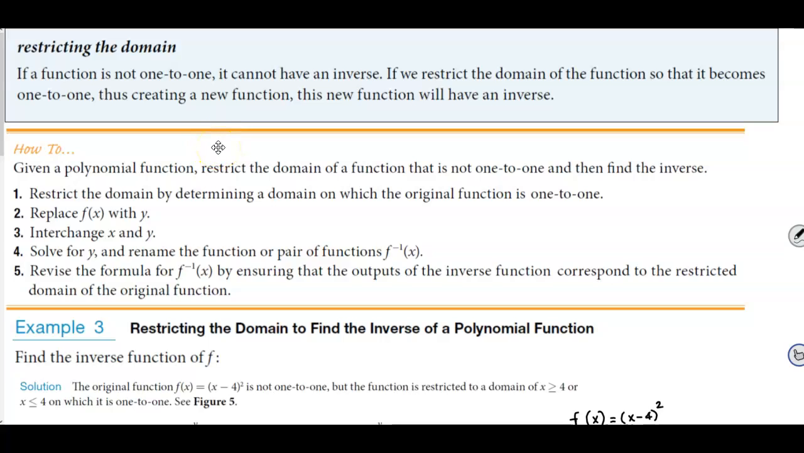Given a polynomial function, restrict the domain of a function that is not one-to-one and then find the inverse. Number 1, first, we have to restrict the domain by determining a domain on which the original function is one-to-one. Step 2, we're going to replace f of x with y. Step 3, we're going to interchange x and y. Step 4, solve for y, and then rename the function or pair of functions f inverse of x. Step 5, revise the formula for f inverse of x by ensuring that the outputs of the inverse function correspond to the restricted domain of the original function.